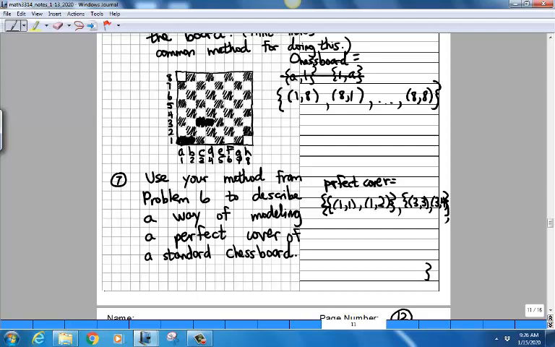Okay, right? But that's not a perfect cover, right? That's just 2 dominoes in the perfect cover. So we have to keep going here until we've gotten how many of these dominoes? What now? 32, right? Okay. So we have to keep adding here until we get 32 of these things, right? So you see a perfect cover is going to be, let's see, a set of 32 sets of what? 2 ordered pairs, right? Okay, yeah, that's right. So it's a set of 32 sets of 2 ordered pairs, right?